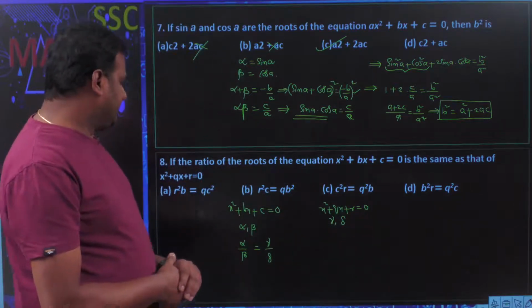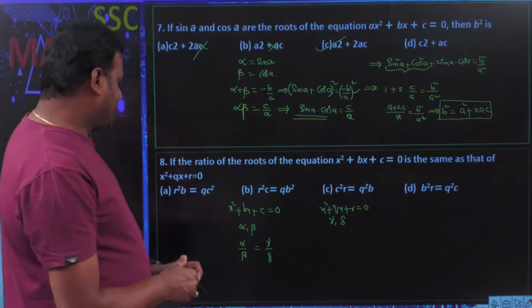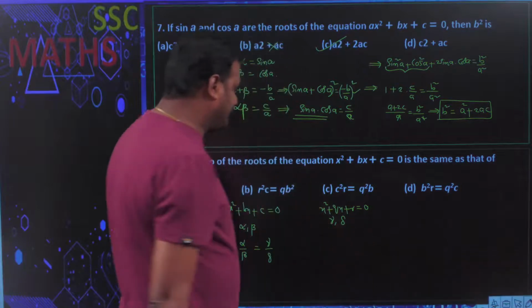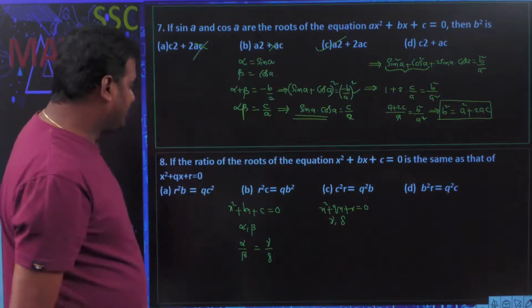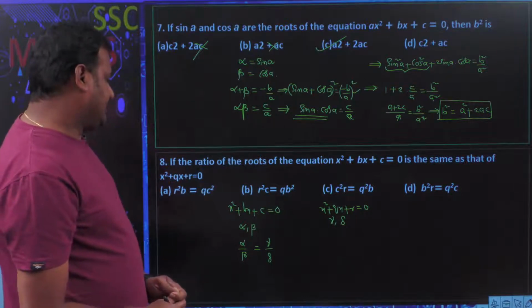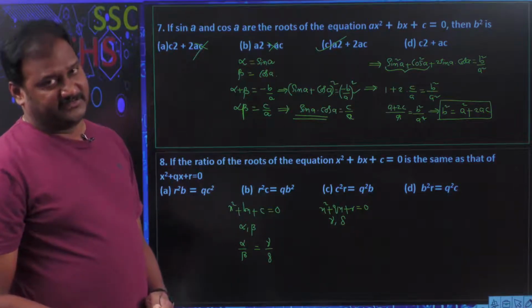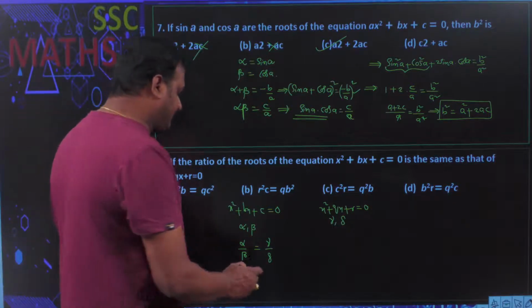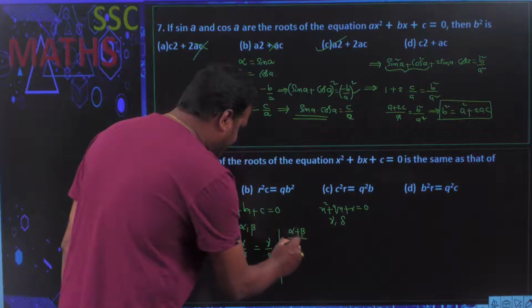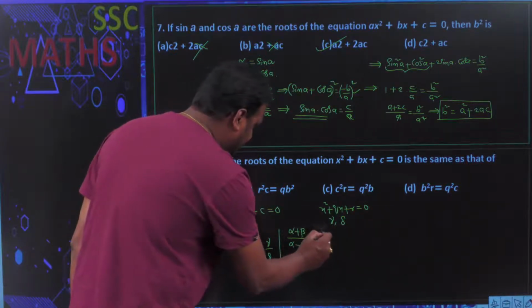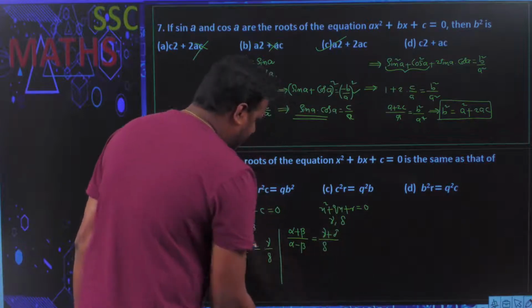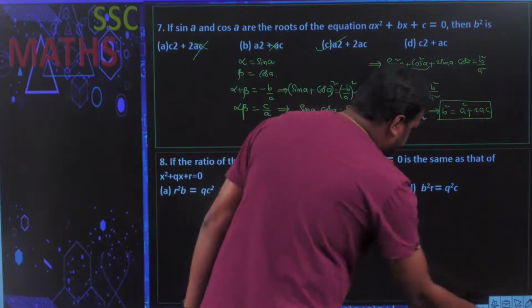So in order to find the relationship between the coefficients, we can do one thing here: alpha by beta is equal to gamma by delta, since the ratio of the roots is equal. I can apply componendo and dividendo for this. So if I apply componendo and dividendo, then alpha plus beta by alpha minus beta is equal to gamma plus delta by gamma minus delta. This is what is called componendo and dividendo.